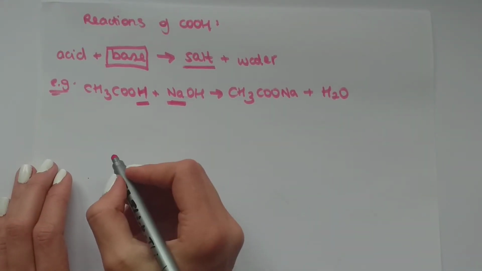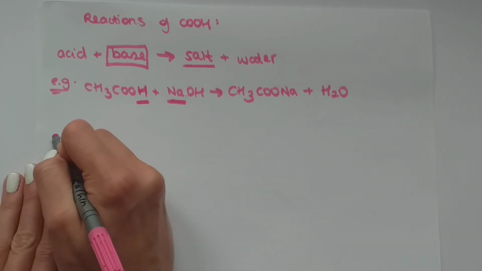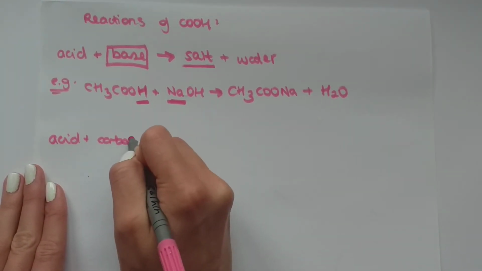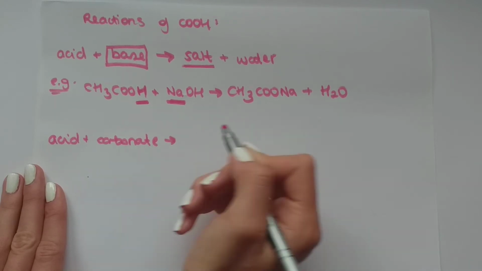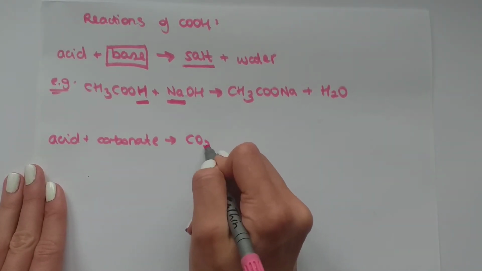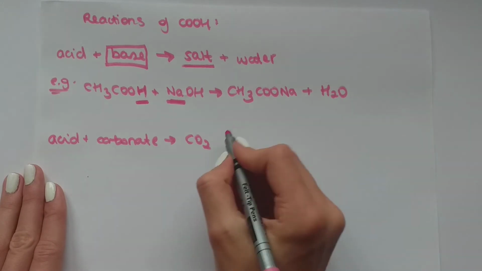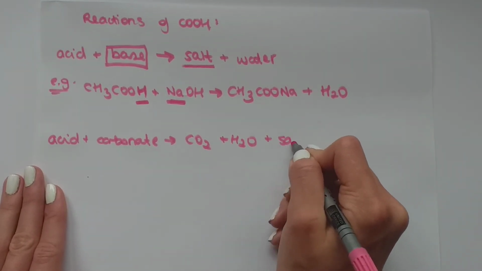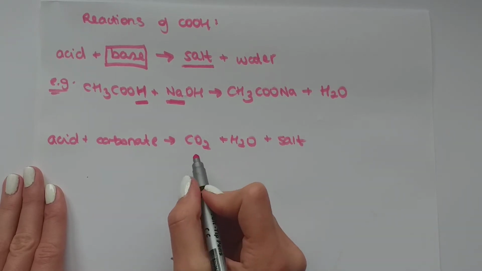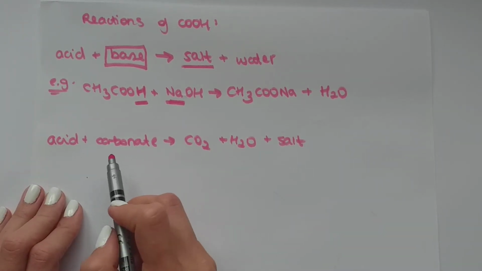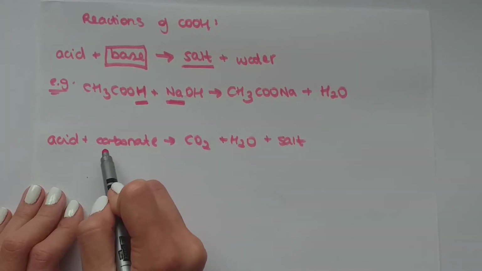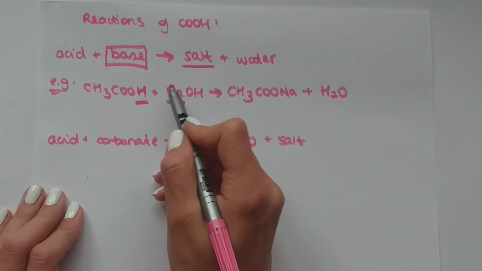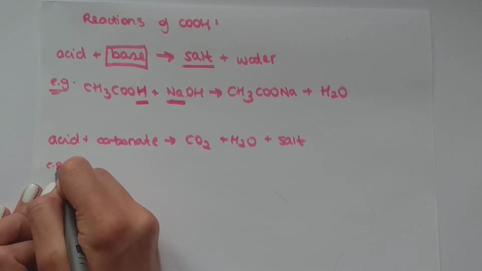Okay, so our second type of reaction is an acid reacting with carbonate. So as the name suggests, we're going to form carbon dioxide. As I told you before, you also always form water and a salt. The only addition here is our carbon dioxide, and this is because we're using carbonate. Carbonate is acting as a base here. So let me show you an example.